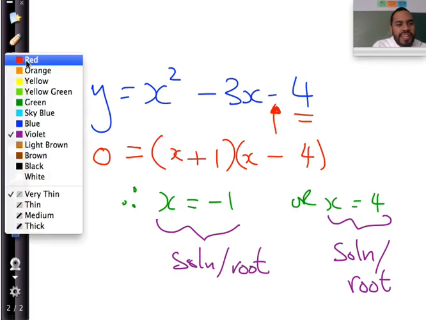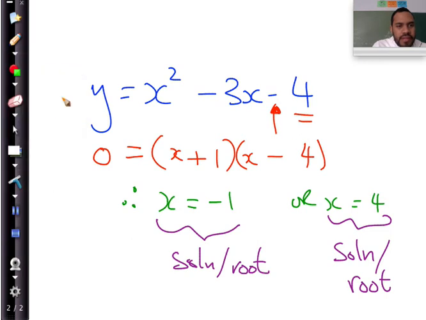Now I want you to look very carefully at this. This here, x minus 4, is considered a factor. And this is really what we look at when we consider the factor theorem. The factor theorem says if x equals 4 is your solution, then x minus 4 is your factor. If x equals negative 1 is the solution, then x plus 1 is your factor. So let's look at another example quickly.